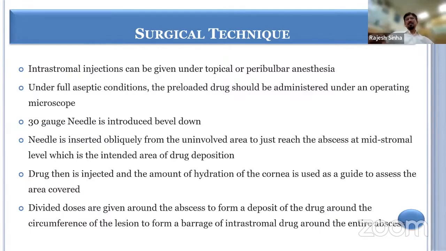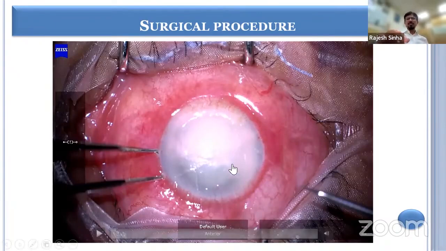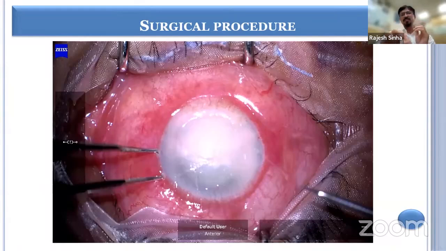With the intrastromal injection. And of course, as far as intracameral injection is concerned, you wash the anterior chamber with hypopyon thoroughly, and then you inject the intracameral drug. This is one case of a proven fungal keratitis, actually a video wherein a thorough wash was given first, and then the intracameral injection was given, and then intrastromal injections were given all around, creating a barrage.